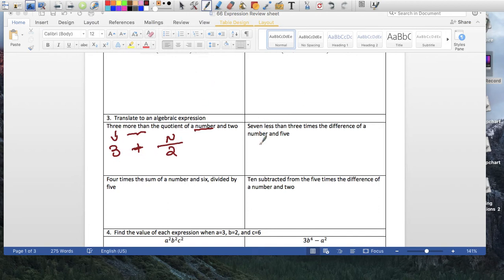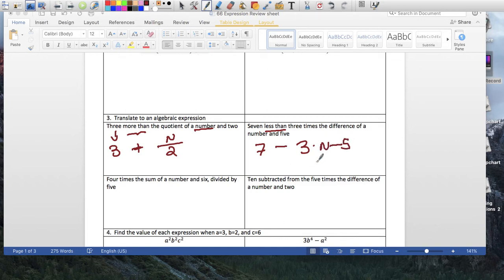Next one, 7 means 7, right? Less than is a subtraction, but be careful because less than is a turnaround word, so we're going to have to switch places. The 7 is going to go to the end, and whatever is here is going to go to the front. Let's take care of translating first. 7 is 7, less than is minus, 3 times multiplies, 3 times the difference of a number and 5. Difference means subtraction of a number and 5.